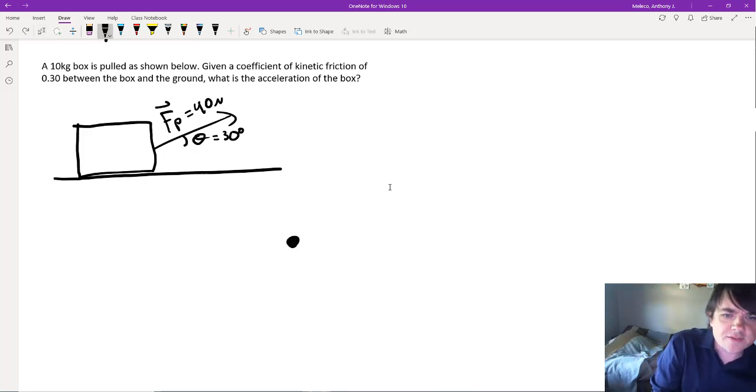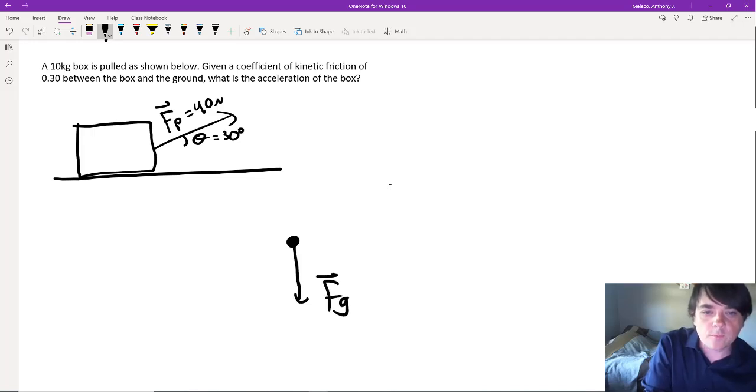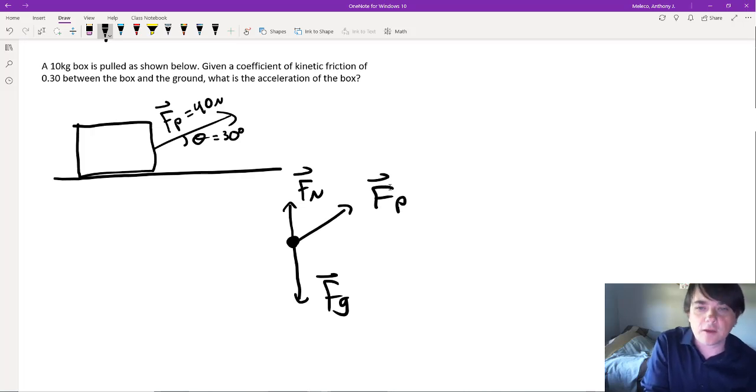The very first thing we do is the same thing we do every single time. We're going to draw our free body diagrams, okay? And so for the box, there is the force of gravity, okay? There is the normal force, which points up. And then for this problem specifically, there's a force of the box being pulled to the right, okay? And this guy happens to be 40 newtons. We can add the angle if we want.